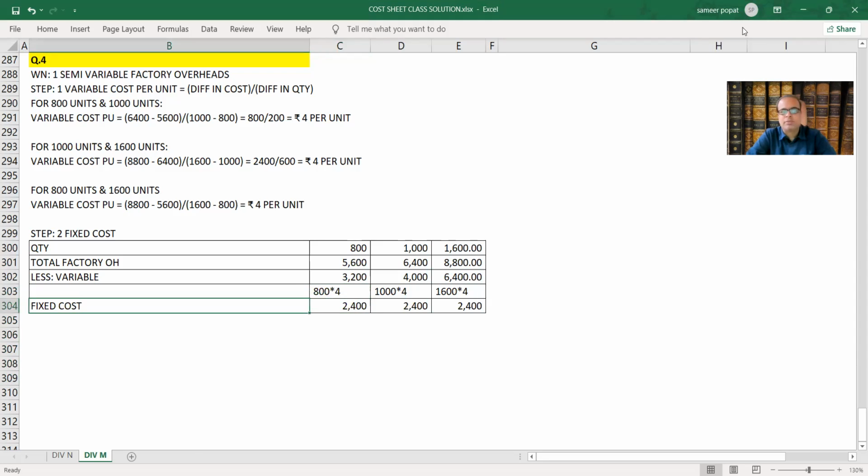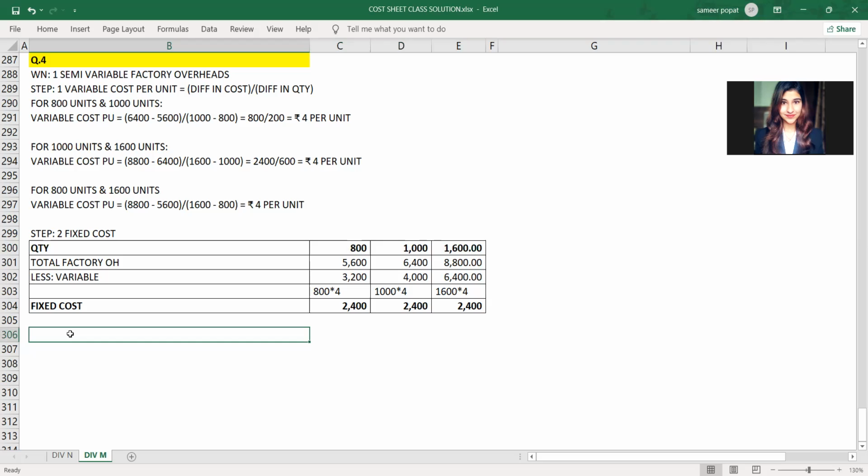If it is not same, you made some mistake. You need to check your calculation for the previous working. Always this should be same. Fixed cost should be same. Got it, everyone? Yes, sir.